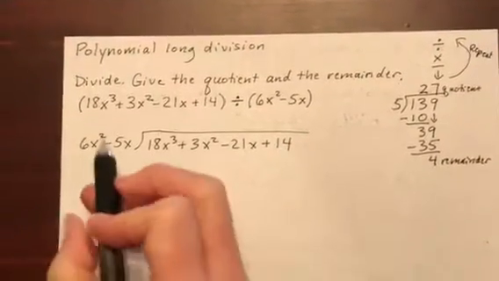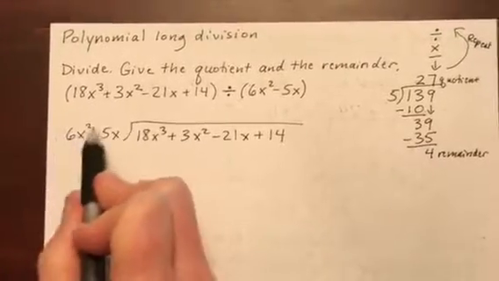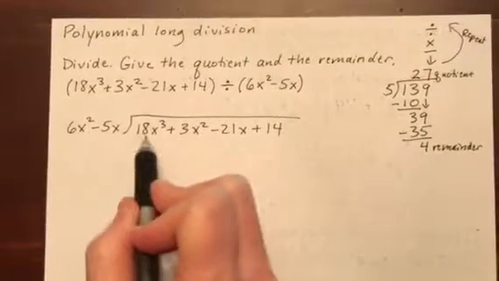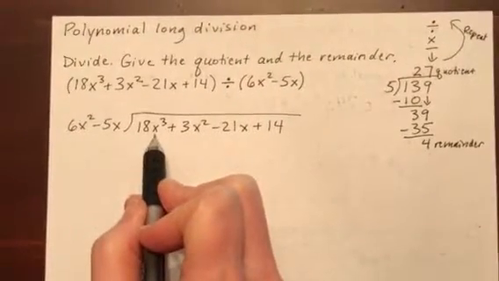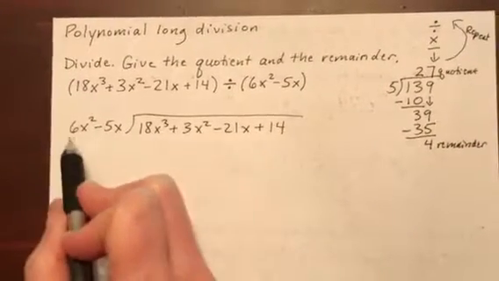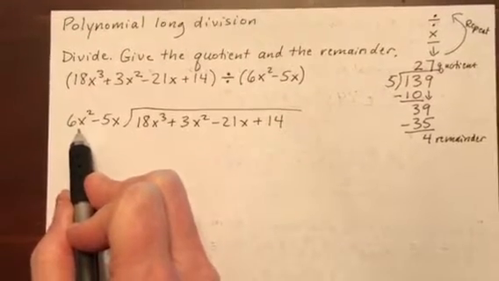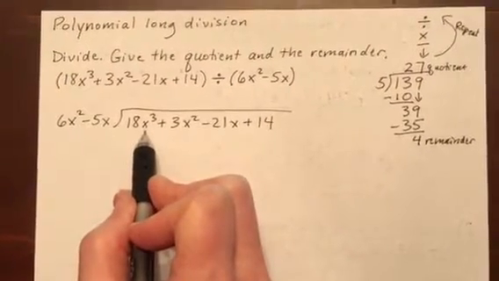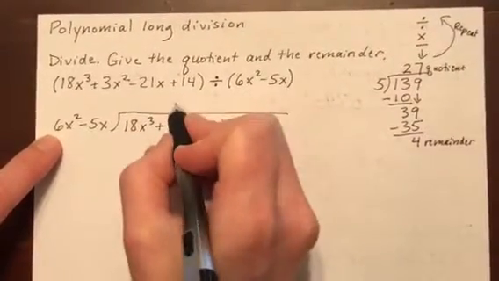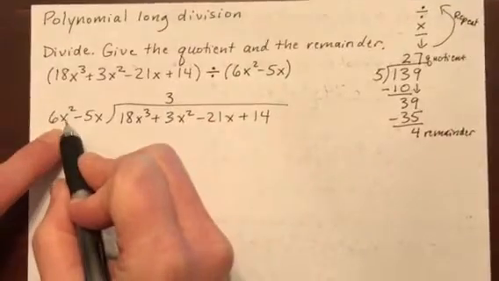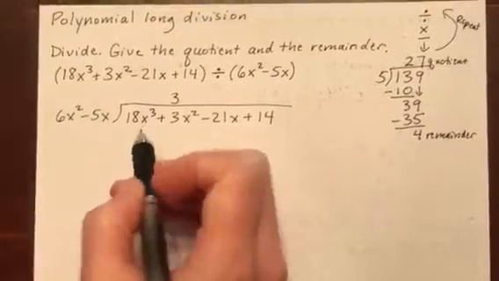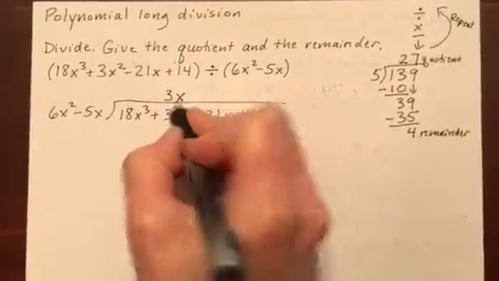So I start by looking at this first term, 6x squared, and saying how many times does 6x squared go into the first term here? 18x to the third. So I could think about that as what would I have to multiply 6x squared by to get 18x to the third. So 3 times 6 would be 18, so I know I want a 3. And then I would need another x multiplied with this x squared to make the x to the third. So I'm multiplying by 3x.